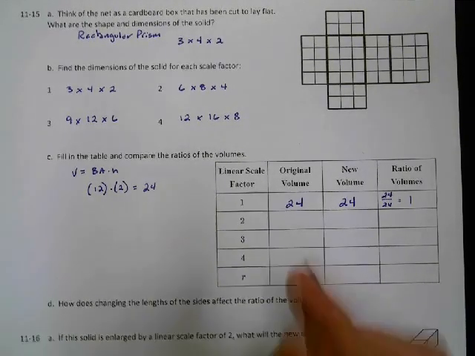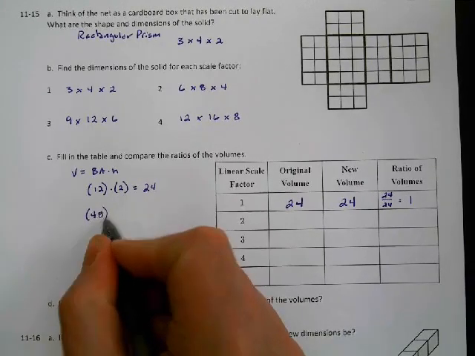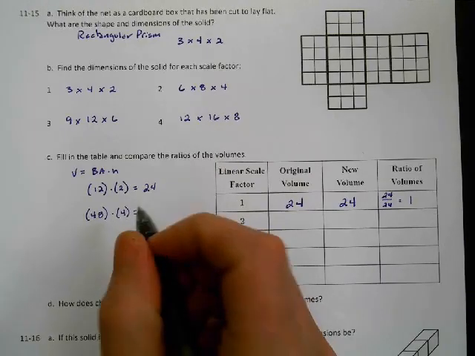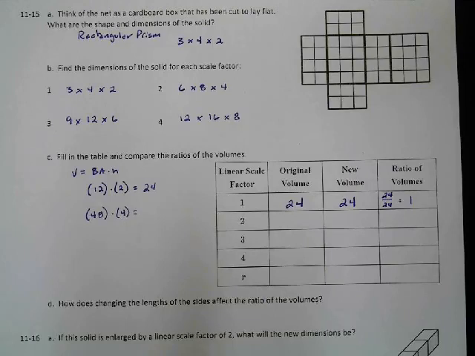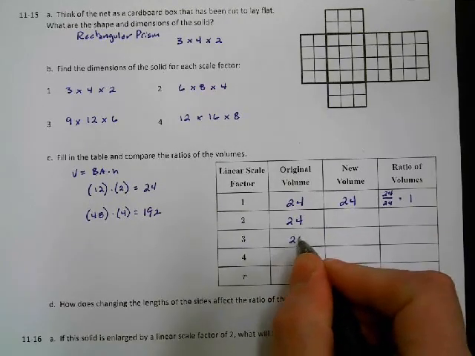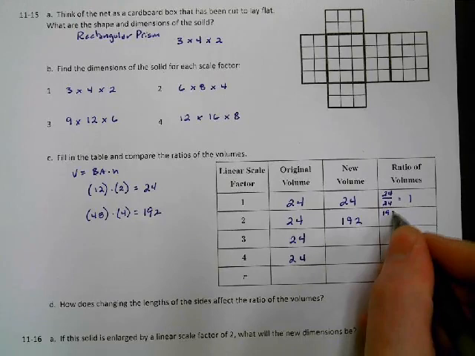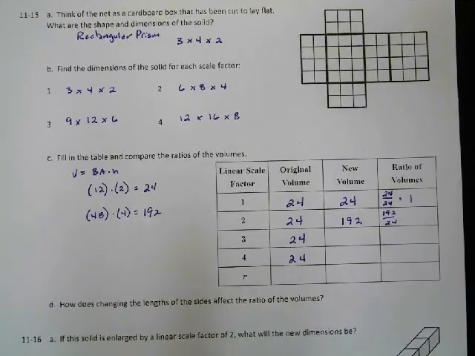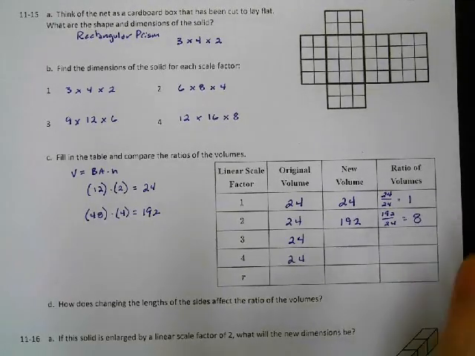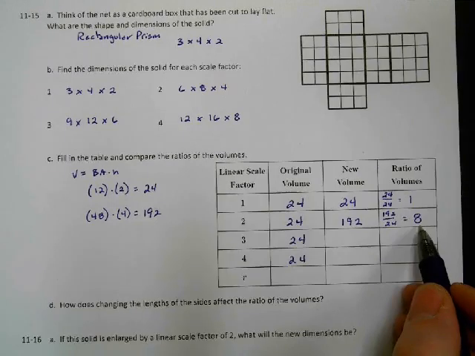All right, now let's look at 2. When we do 2, we've got 6 times 8, that's 48, times a height of 4. So 48 times 4, 96 times 2, 192? Let me see. 48 times 4. Yeah, 192. I was right. So you get 192. The original is 24. It's always going to be 24. All right, so let's take 192 and divide by the original of 24 and see what the ratio of the volumes is. So 192 divided by 24, it's 8. So when we doubled the linear scale factor, the ratio of the volumes went up by a factor of 8.